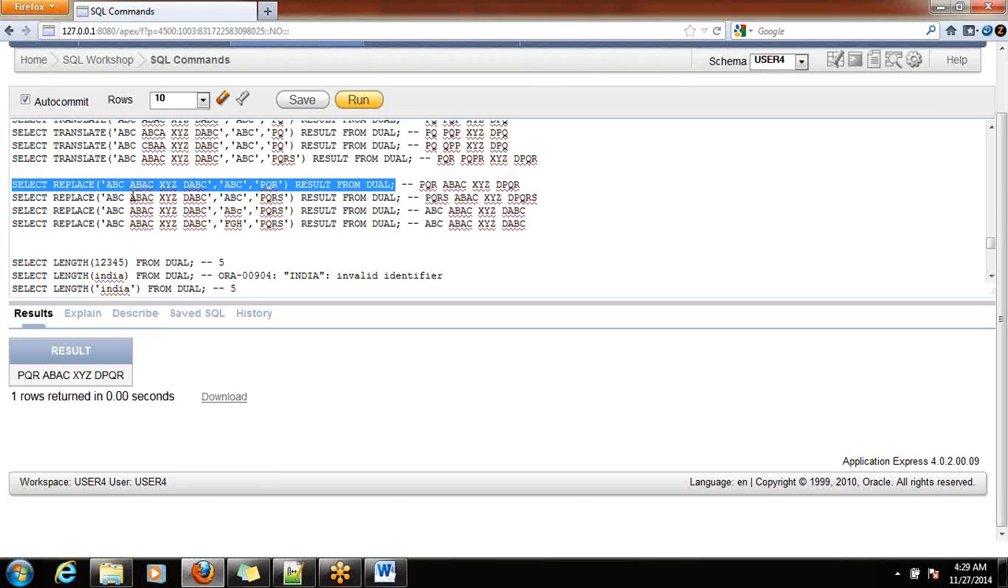So ABC is being replaced with PQR. And here the second one is replace ABAC. If it were translated, it would have given PQPR, right? But it is not giving that PQPR. Instead, it is just giving it as it is, because wherever ABC is available, put PQR there, it means replace. So that's the difference between translate and replace.